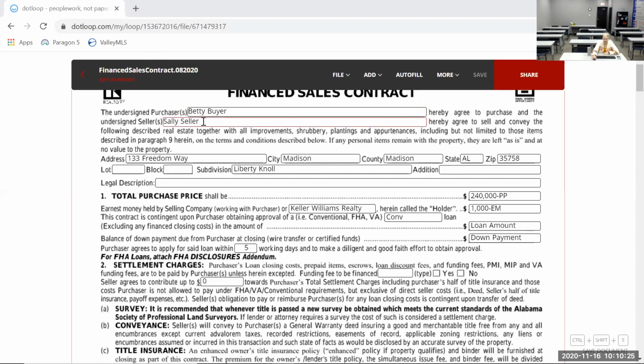The seller goes in the second line. And the way you get the seller's information is if you look on MLS or if you look in tax records. I always like to verify through tax records. Sometimes on the MLS, the agent will only put the first name in there and it's really hard to find the last name. So I usually go on the tax record for that county, whether it be Madison, Morgan, Limestone, whichever county it is, and just double check the seller's name.